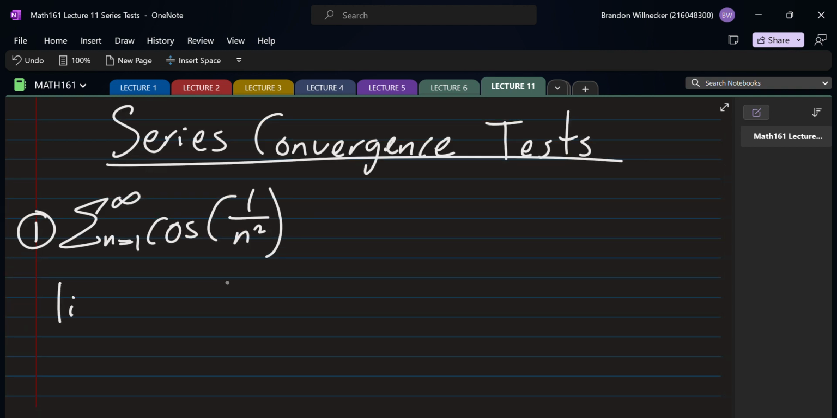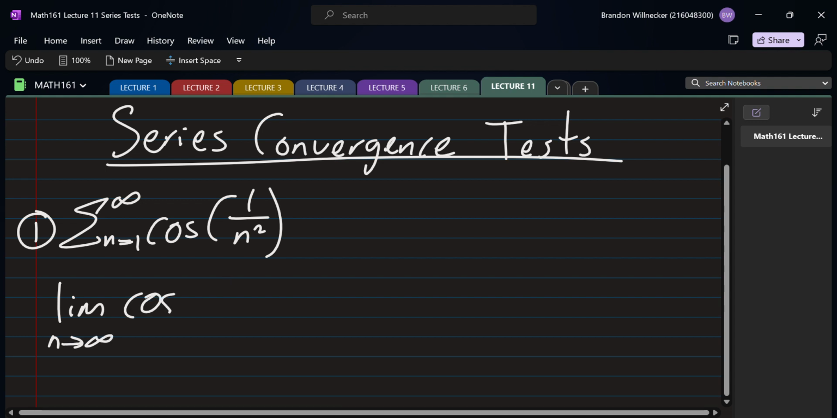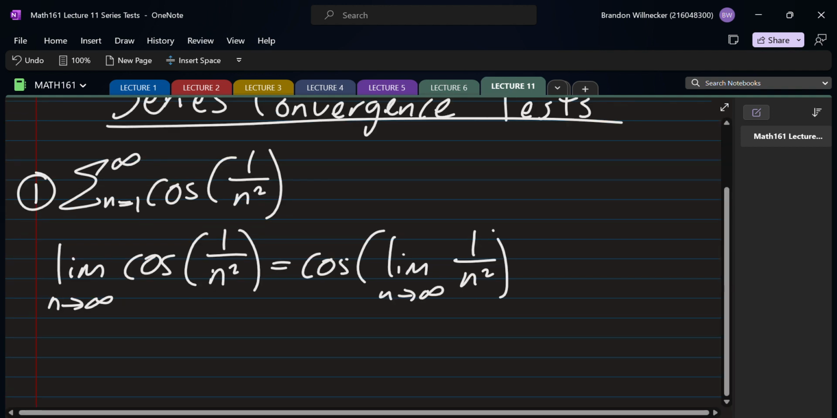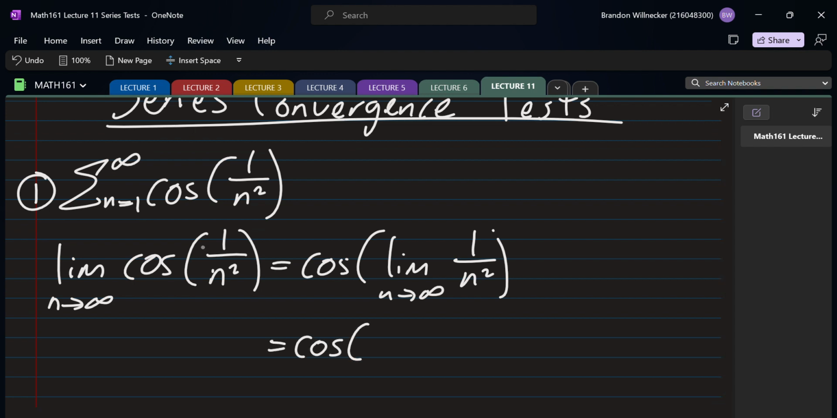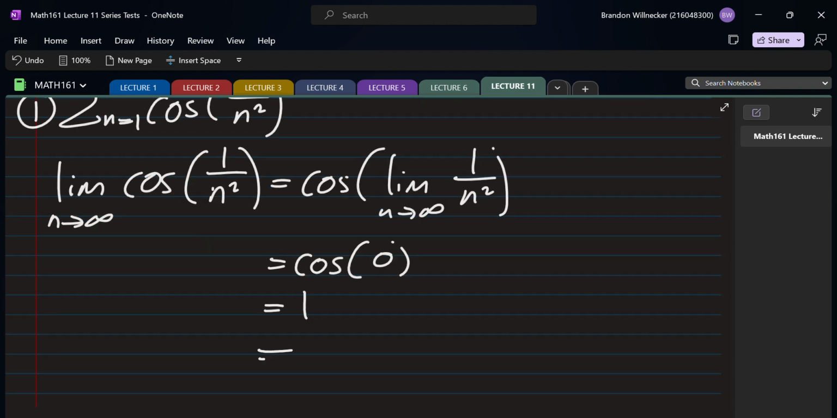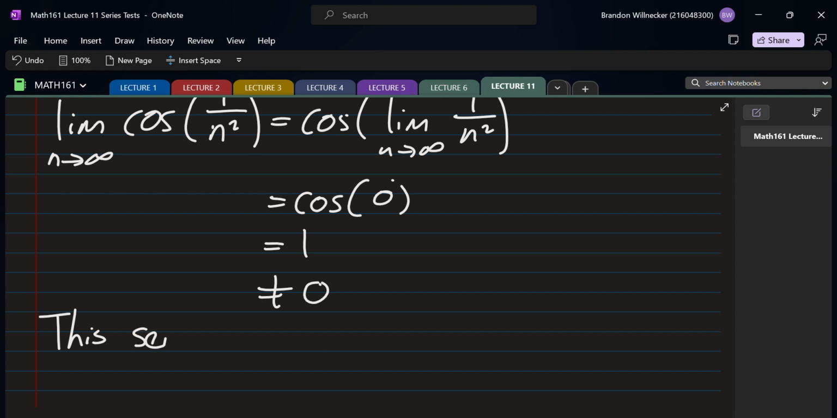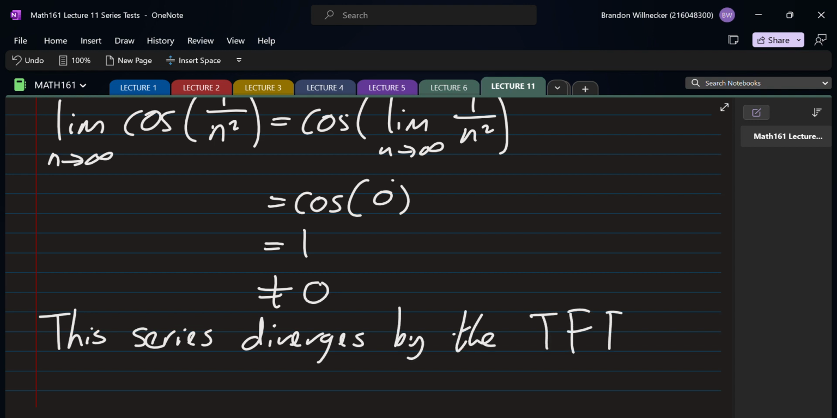Okay, so to do that, we need to show that the limit as n goes to infinity of one of these terms, so cos of 1 over n squared, is going to be cos of the limit as n goes to infinity of 1 over n squared. We know that this inside limit is going to be 0, so we have the cos of 0, which is 1, which is not 0. Okay, so we've used the test for divergence to show that this first one is divergent. The terms are not getting smaller, which means it must diverge. So this series diverges by the test for divergence. You can abbreviate it TFD, or you can write it out fully.